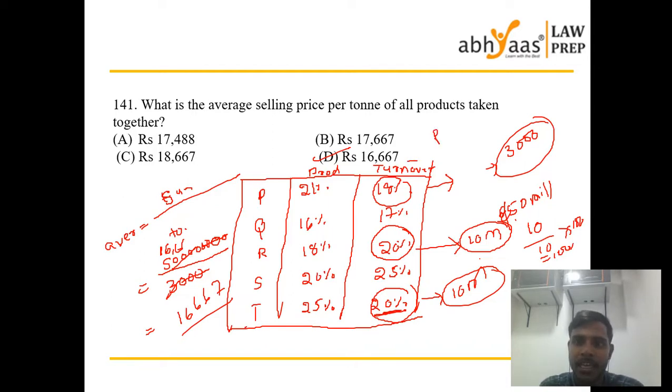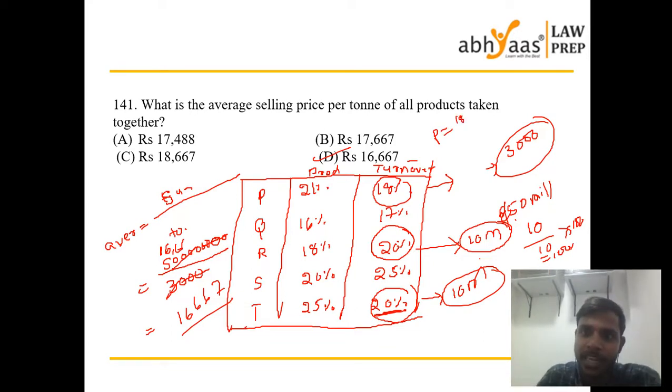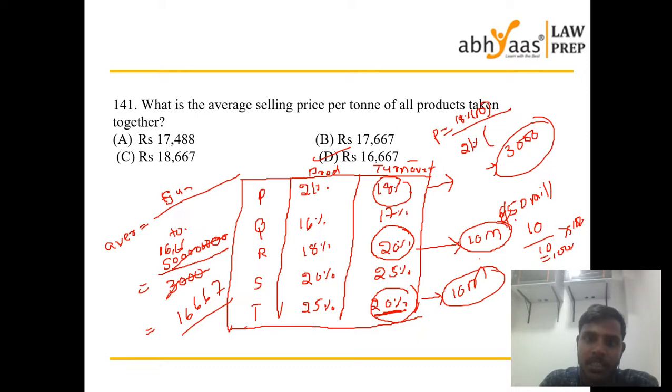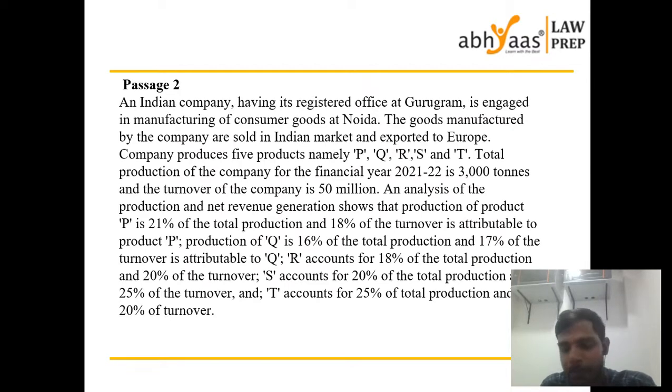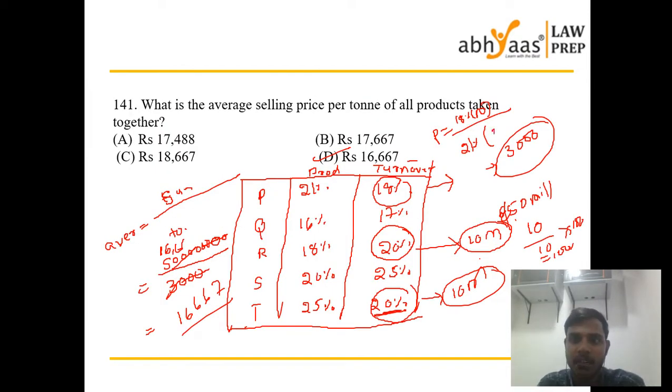If you see for P, the total turnover is 18 percentage of 50 million, divided by 21 percentage of 3000. Is it 20 or 21? Very sorry, I'm not able to see. It is 21 percentage. So 21 percentage of 3000. This you will get a value. For Q, you have to do 17 percentage of 50 divided by 16 percentage of 3000. So everywhere you are doing the same.